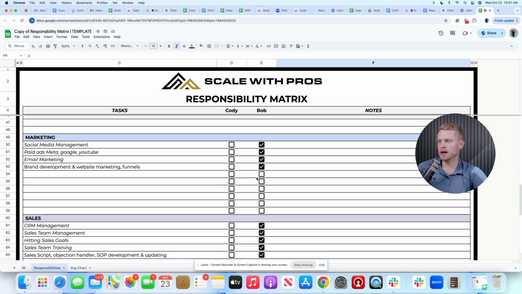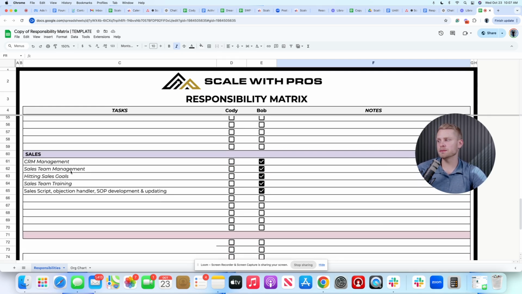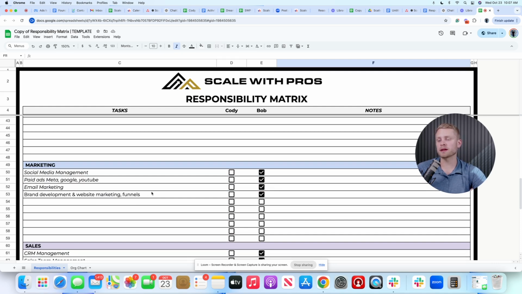And then when we look at Bob, he's owning things in marketing and in sales. For the sake of this video, I'm not doing this whole beefy thing, but in some of the companies that I have, we'll have 10 to 15 items under each individual area, under sales or under marketing. And this is supposed to be a collaborative effort between you and your business partner to come up with these areas to make sure that they're accounted for on here.